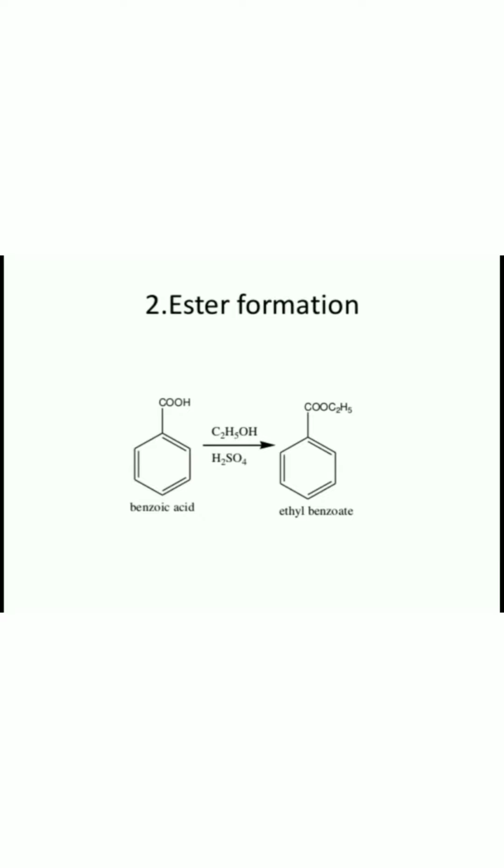Followed by the ester formation. Here we can see benzoic acid: if we treat it with ethyl alcohol and sulfuric acid, then ethyl benzoate is formed.